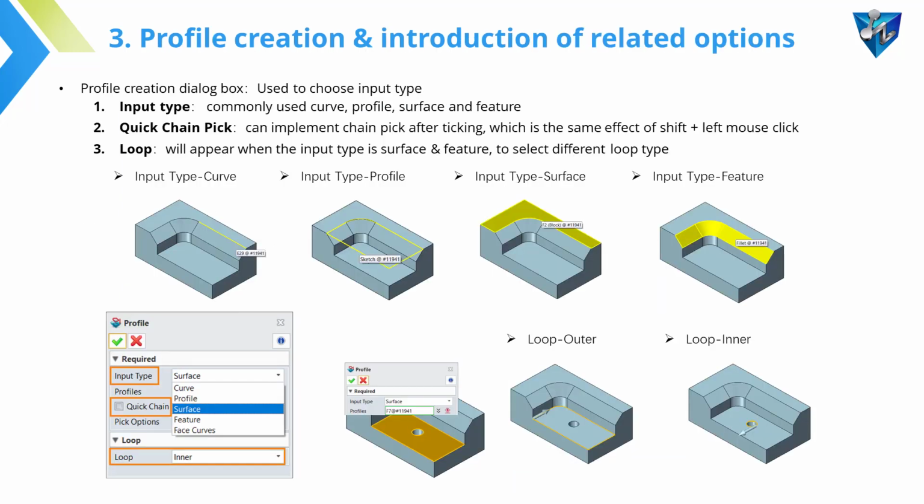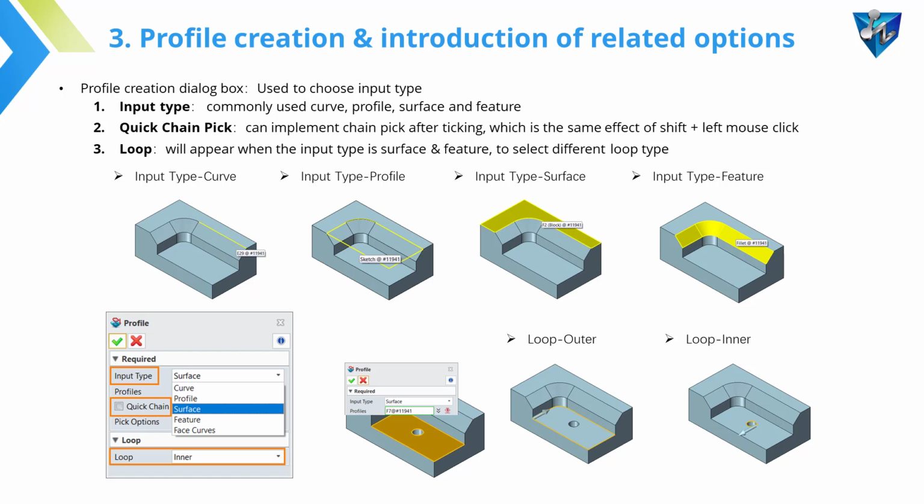Now let's explore more about the profile creation and related options. After you select the corresponding features according to the last chapter, you will see the profile dialog box. I have listed the commonly used options. Input type is used to define the type of object you can select on the model. Commonly used: curve, profile, surface, and feature. Quick chain pick can realize chain selection after ticking, which is the same effect of Shift plus left mouse button.